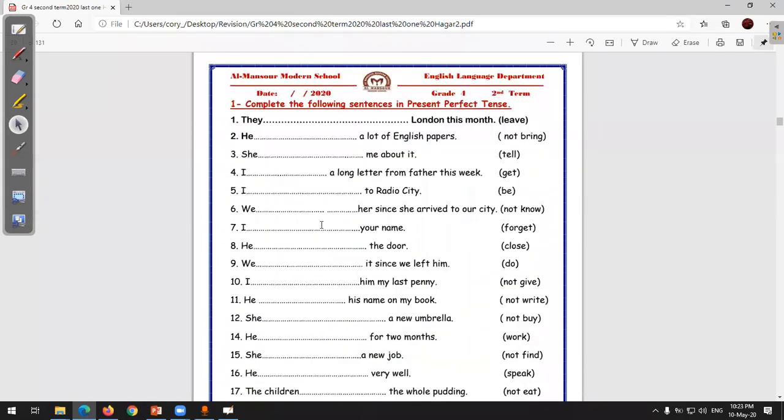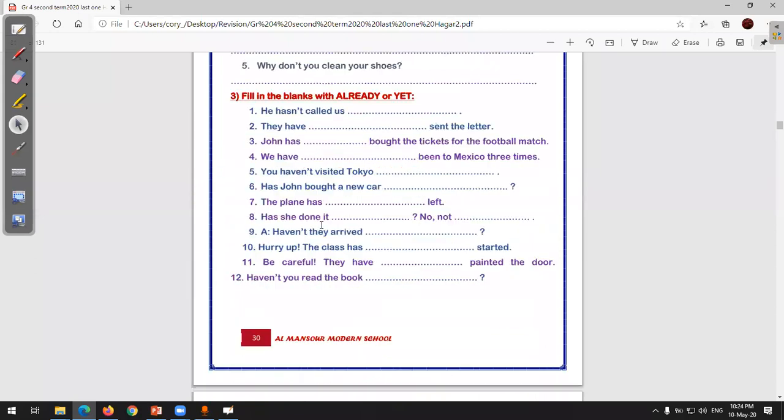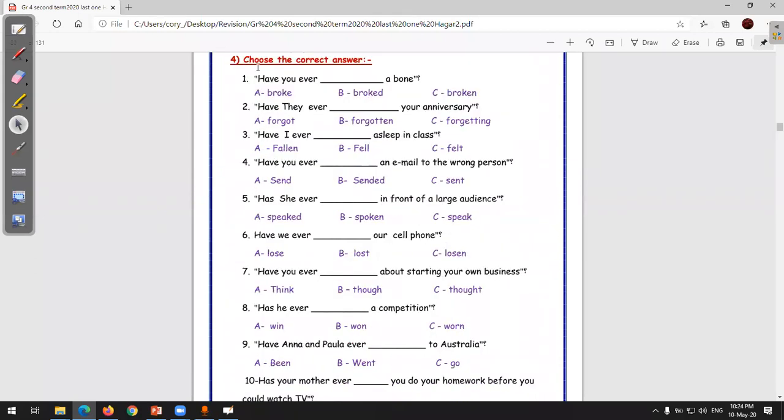Okay, you see this? This is a choose question. This is what will come to us in the exam. It will be choose. Have you ever broken a bone? The correct answer is broken. Exactly. Because this is the past participle. We can't use the past simple broke with it. We can't use the present simple with it. We must choose the past participle.